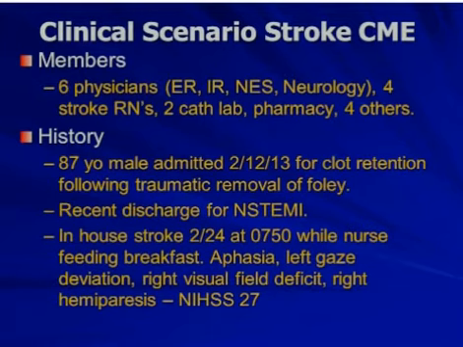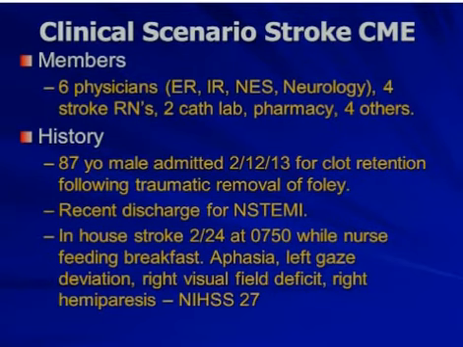We have 5 RNs, our advanced practice nurses, who are taking stroke call. We had 2 cath lab personnel, a pharmacist, and then 4 others. The patient that was presented was an 87-year-old male who was admitted on February the 12th for clot retention after he became disoriented and pulled his Foley catheter out.